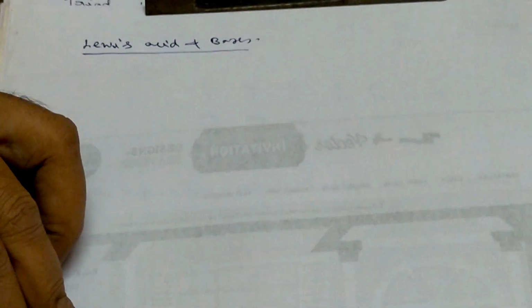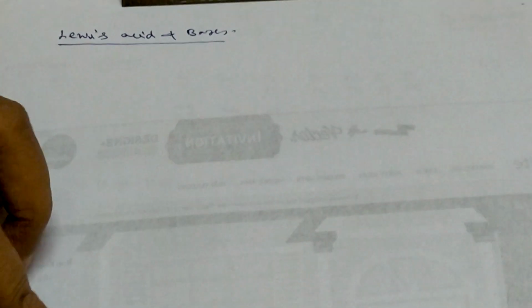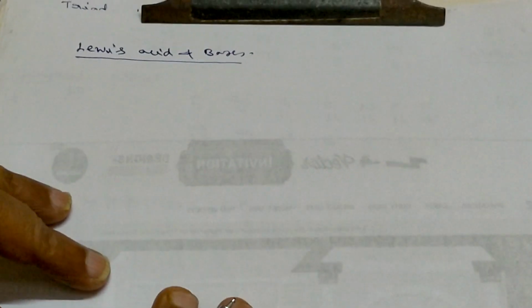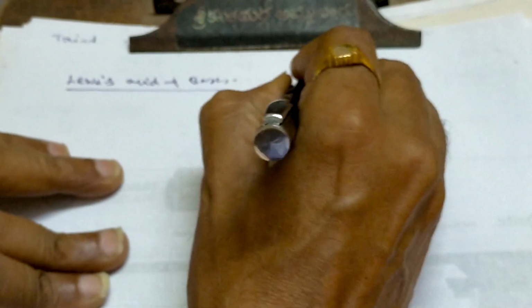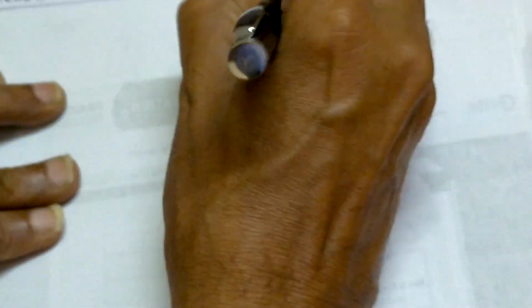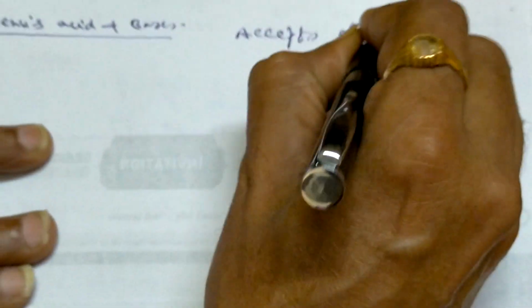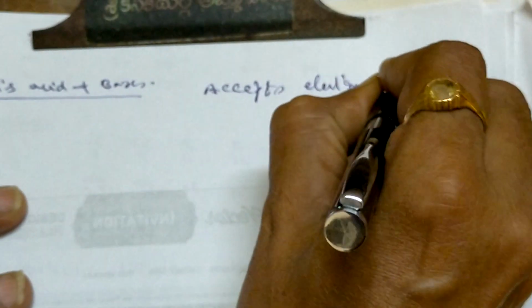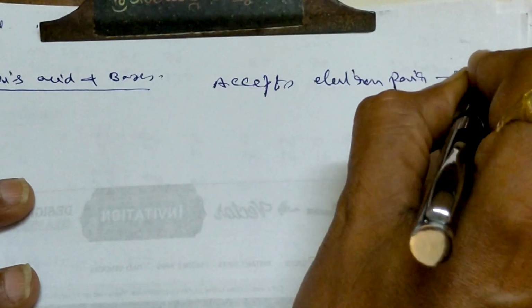We have seen the Arrhenius theory and the Brønsted-Lowry theory. Now Lewis theory is a more advanced theory for acids and bases. An acid is a species which accepts an electron pair. Accepts electron pair is acid.